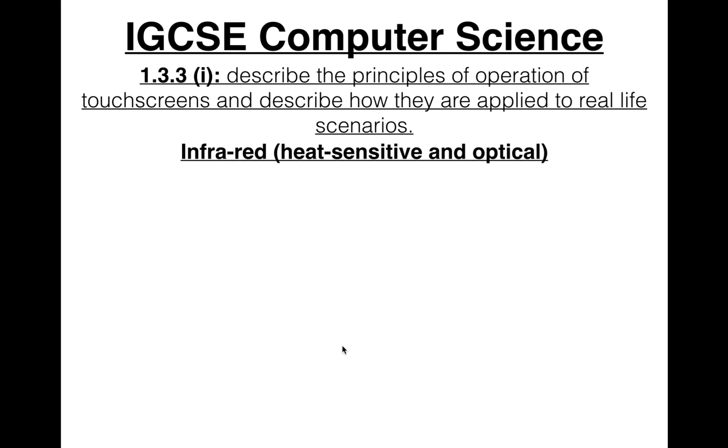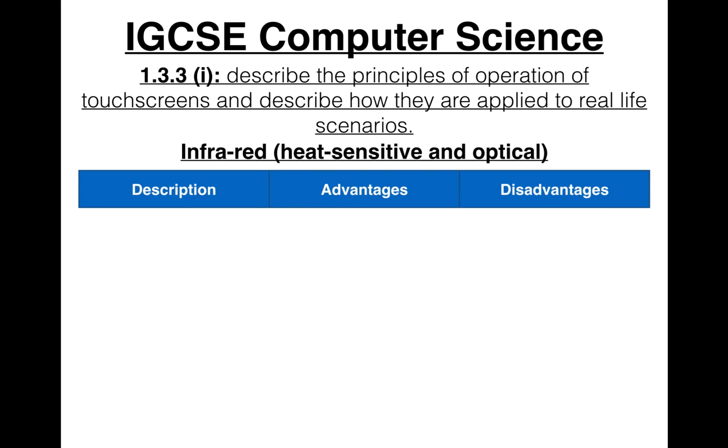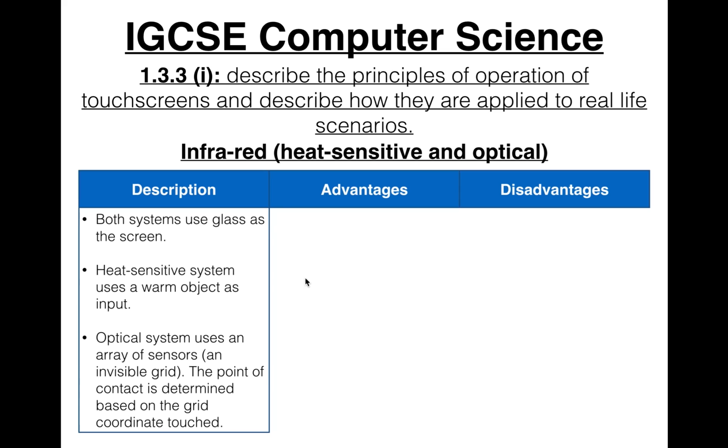There are 2 different types of infrared technology: heat sensitive and optical. We'll look at both of these here. Both systems, heat and optical, use glass as the screen. Heat sensitive uses a warm object as input, and the optical system uses an array of sensors, like an invisible grid, and the point of contact is determined based on the grid coordinate touched.